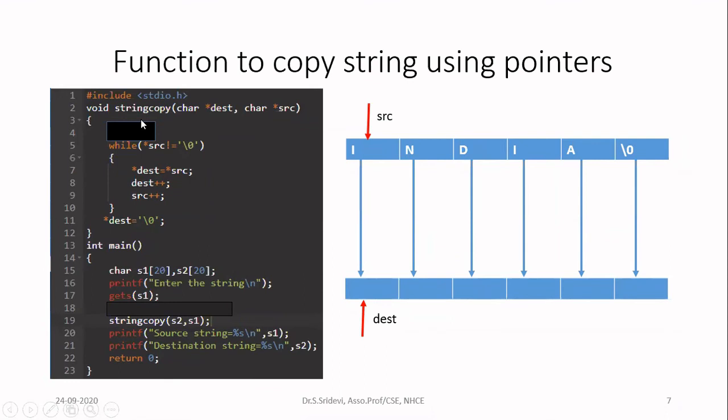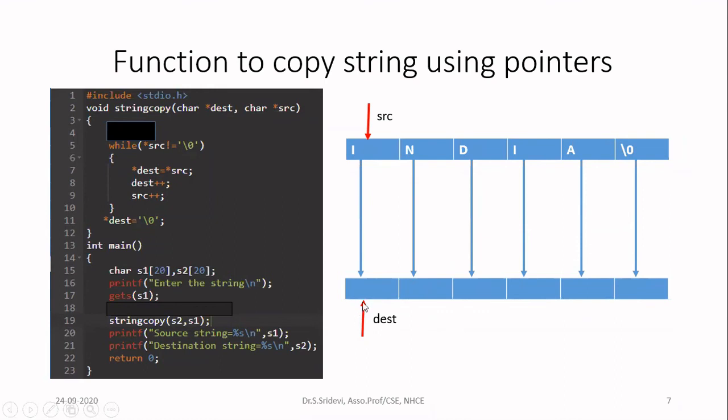Now let us see how this function works. For that we will consider this diagram. When this statement is executed, S1 and S2, what will happen is this S1, that is the starting address of the string S1, will be copied to SRC. Okay, in SRC I have now India terminated by null character. So now this SRC pointer will be pointing to the first memory location, that is I, and then the destination pointer will be pointing to another set of memory locations, in that the first address.